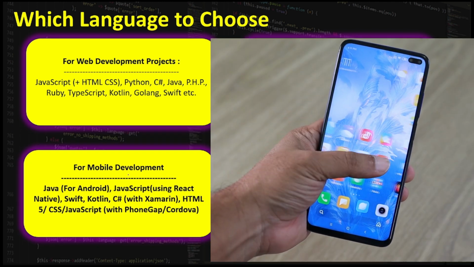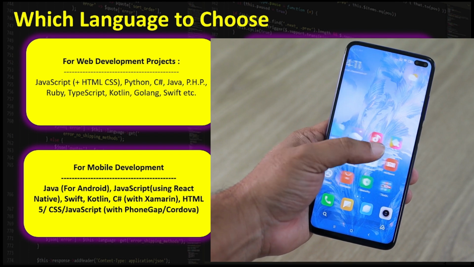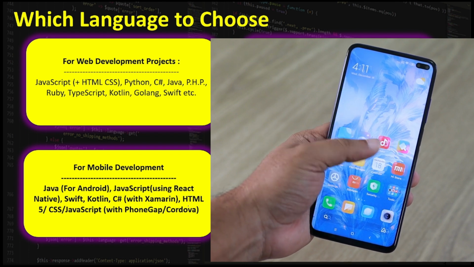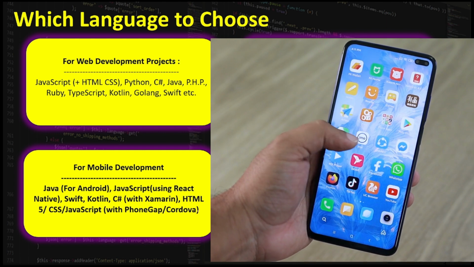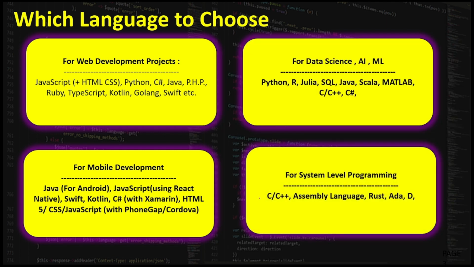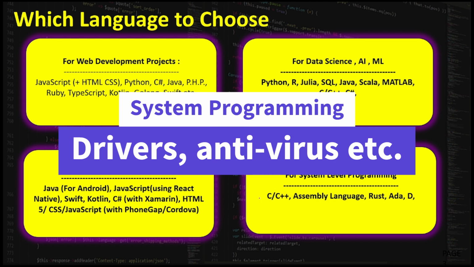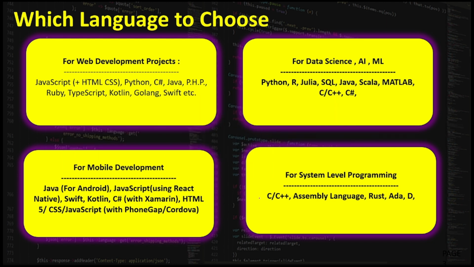If you have mobile development, obviously Java, JavaScript for React Native, Swift, Kotlin, C#, HTML with PhoneGap, or maybe Cordova. If you are to use some system level programming wherein to write virus programs, antivirus, or drivers, then you have to have C++, assembly, Rust, and ADA. Obviously, many languages don't fall in this category.